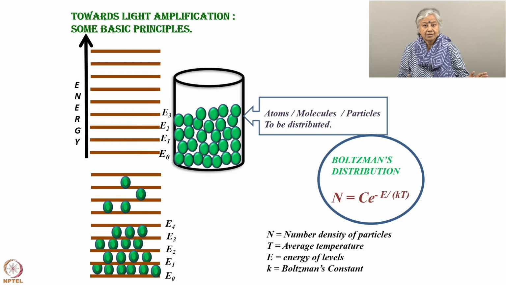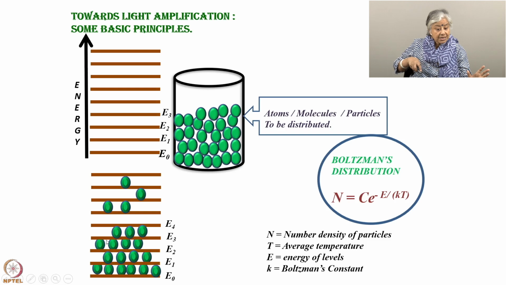What would you think? Intuitively, you would feel that most of the particles would be in the E0 state. So, most of the particles will be in this state. But there are some particles which have acquired certain energy, and they may be vibrating, oscillating, and they have a certain amount of energy. That is why they can make those kind of movements. So, they are in this E1 state.